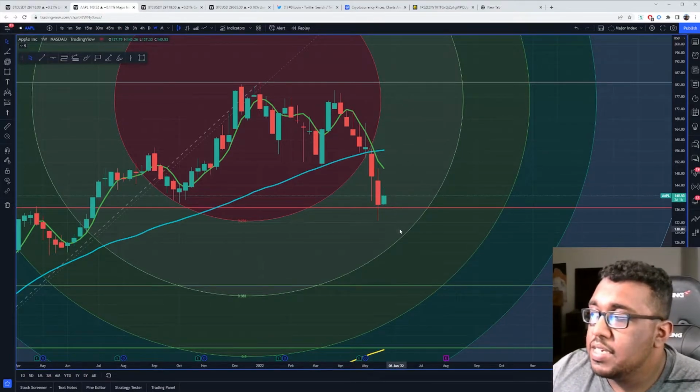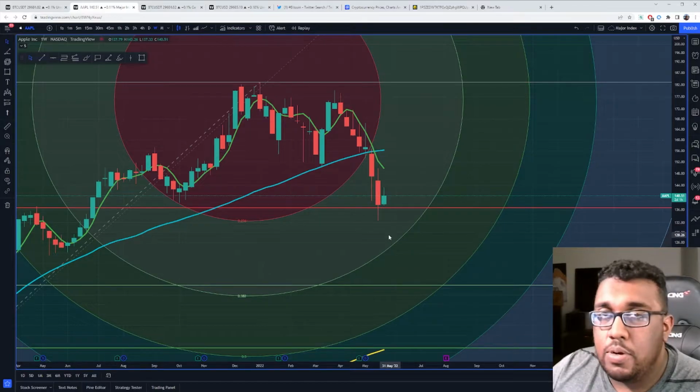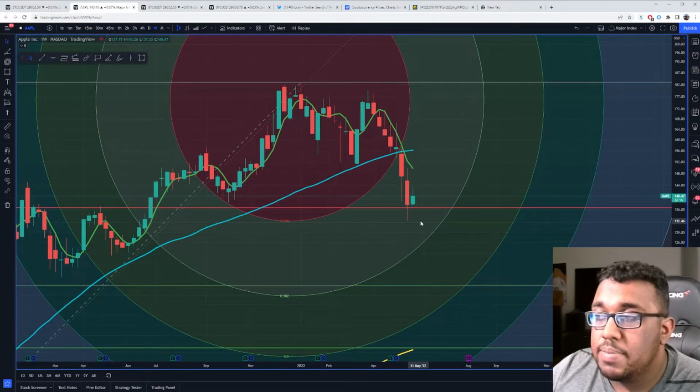If that is the case, guys, I think a reasonable person can make the assumption using all of this information here that Apple could be going down to about the 120s level and then having a pretty sizable bounce after that. Usually when you hit some of these rings, you do see some nice things.